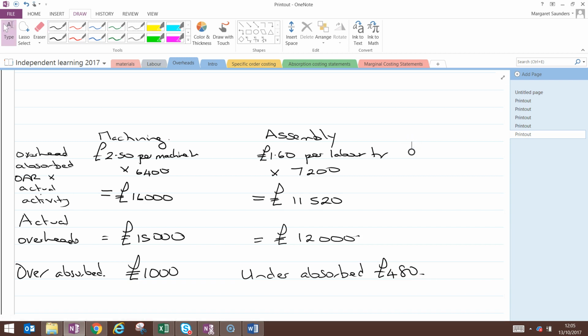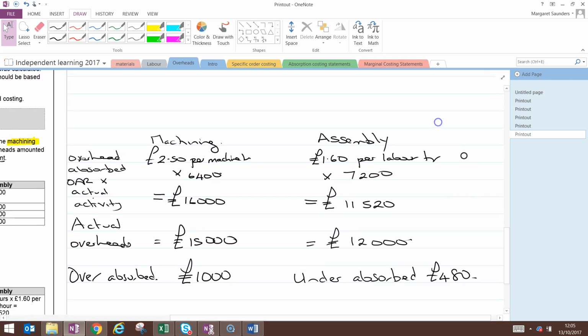So there will be under and over absorptions due to the fact that your overhead absorption rates are based on budgeted figures. But you have no choice but to calculate them based on budgeted figures, because you need these overhead absorption rates in order to work out the cost of your product before you produce it, so that you can give quotes to your customers, so that you can set selling prices for your customers.